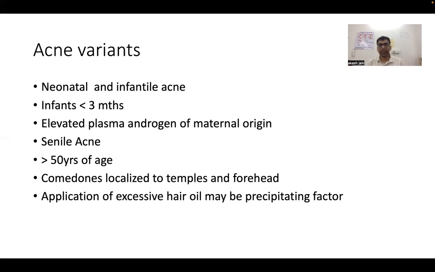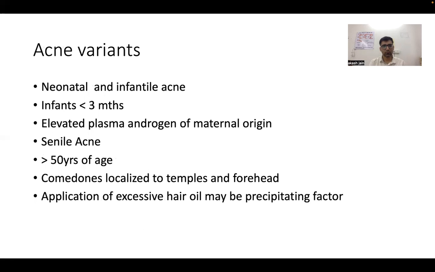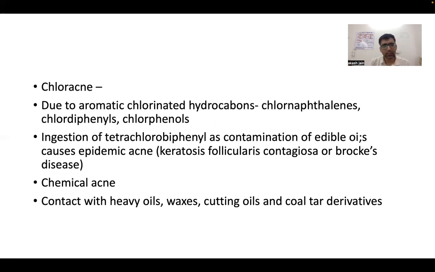Now, what are the other variants of acne? First is neonatal and infantile acne, seen in infants less than 3 months of age due to elevated plasma androgen of maternal origin. Senile acne is seen in those more than 50 years of age. Comedones are localized to the temple and forehead. Excess oil can cause the acne.